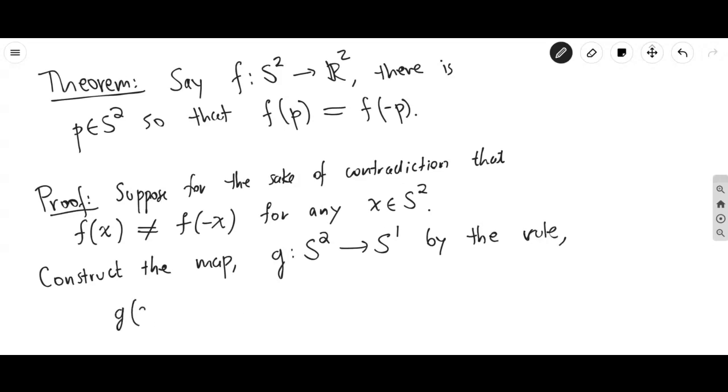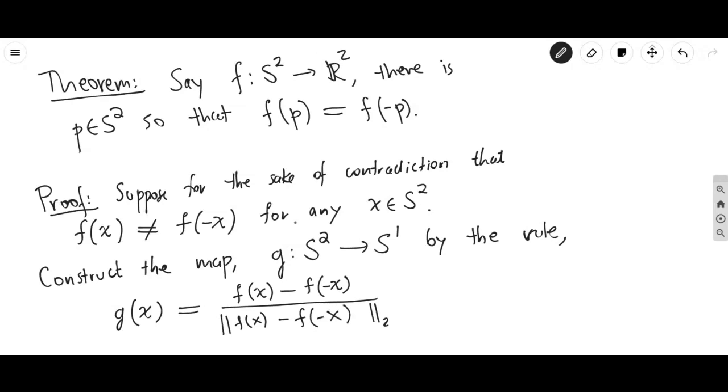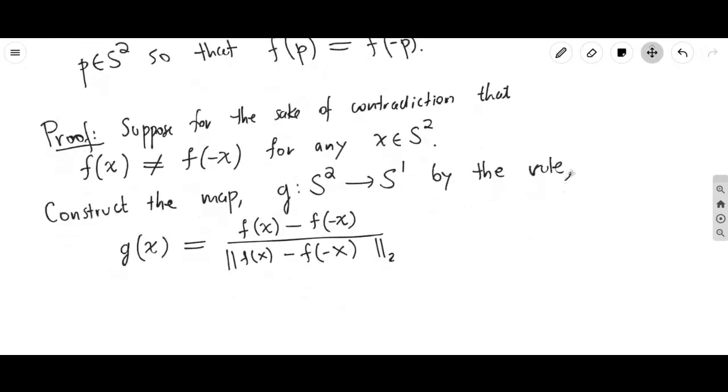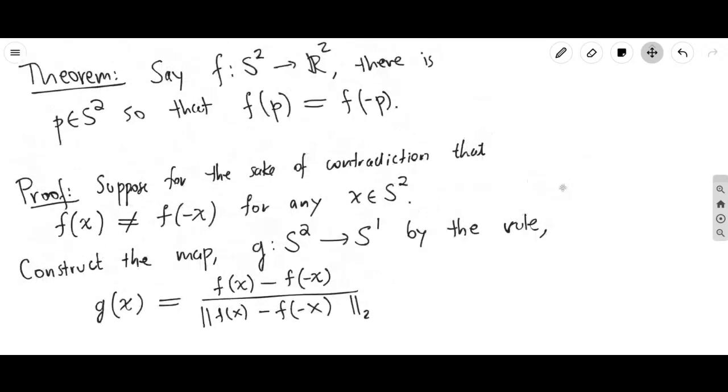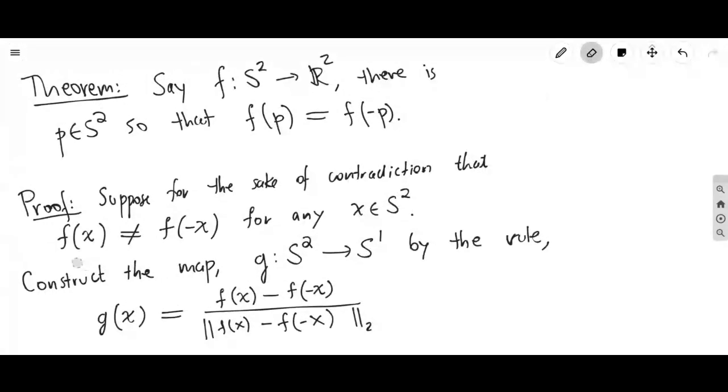that G of x. So here's what we'll do. We'll do f of x. Then we will subtract f of negative x. And then we will divide that by the Euclidean, the two-dimensional Euclidean norm of f of x minus f of minus x. Okay, so let's just understand that this makes sense.